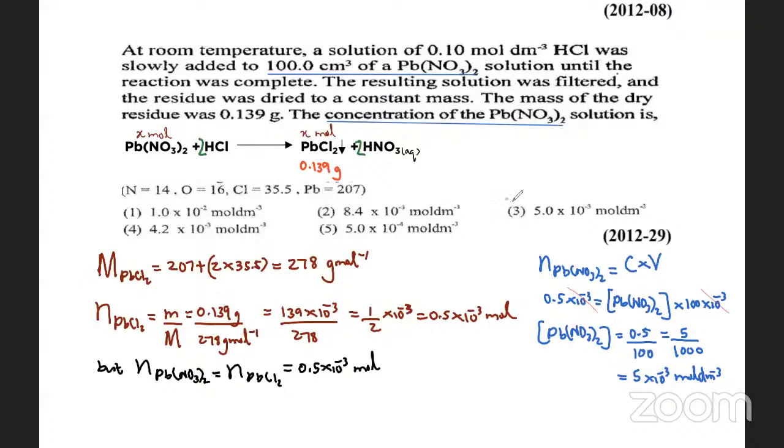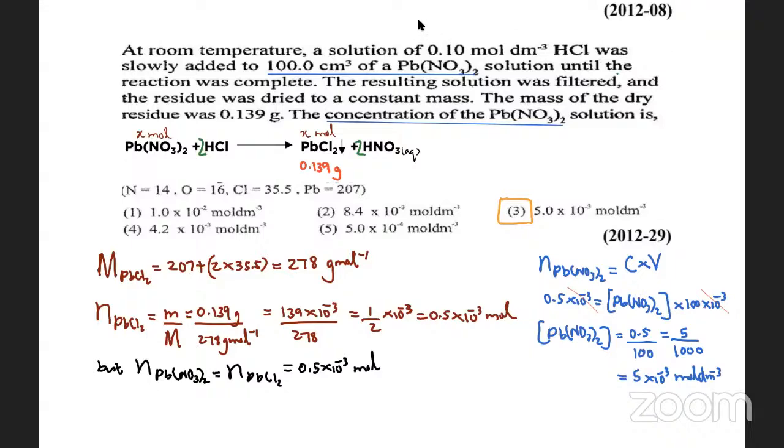Third one. Careful. 5 into 10 to the power minus 4 is also there. So you have to accurately divide it and get the answer. Simple. Just extract the information from the question, the information they have already provided, and then based on the reaction, you have to consider the stoichiometry and get the answer. That's it. Very simple.